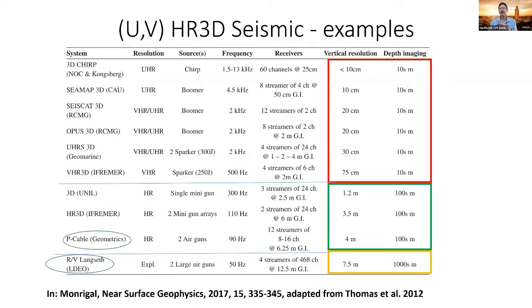This is a table that has a lot of information, but I just want to highlight three different subsets in the vertical and depth information in the right two columns. Those upper ones, all in red, are in the tens of centimeters to maybe a meter of vertical resolution, and you're usually imaging in terms of depth on tens of meters.